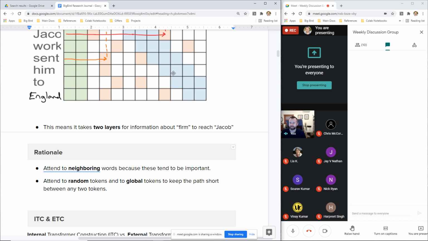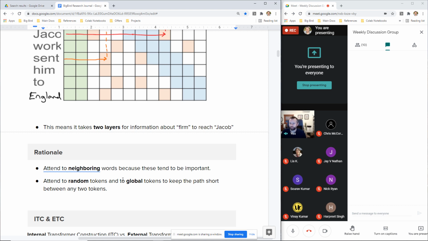So my understanding is that they attend to the neighboring tokens because these tend to be important. It's likely that you want to attend to tokens in the vicinity of the word that you're looking at. And then the random tokens and the global tokens provide this function of creating paths to all the other tokens.